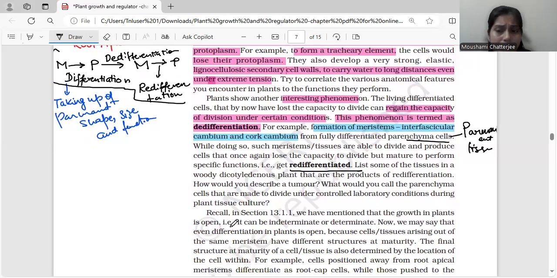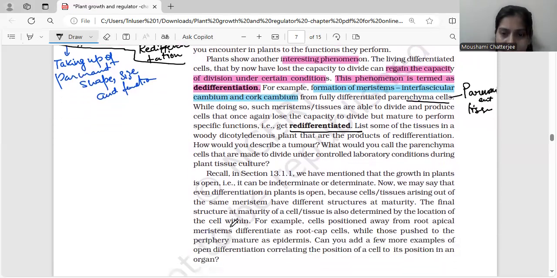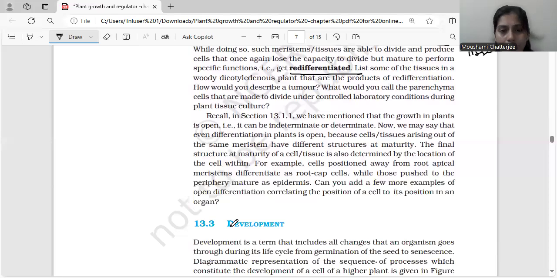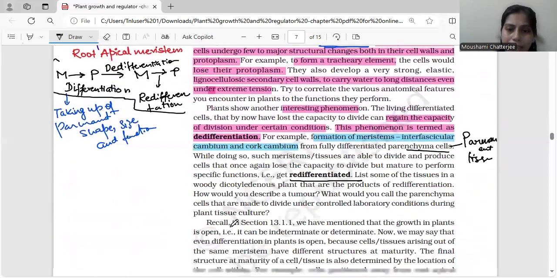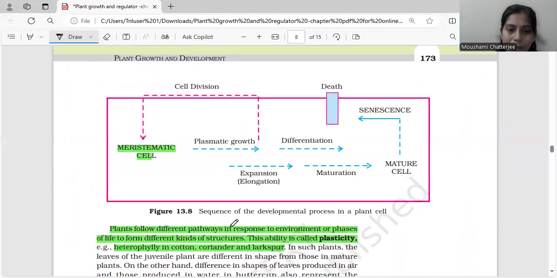So let's look at some of the tissues in a woody dicotyledonous plant that are the products of redifferentiation. All right. So we can say that the parenchyma cells that are made to divide under controlled laboratory conditions during plant tissue culture, what would you call parenchyma tissue transforming in the lab into specific tissues? Then we can call it redifferentiation at that point of time. Okay. So now let's recall section 13.1.1 over here, and then we will understand what is happening.